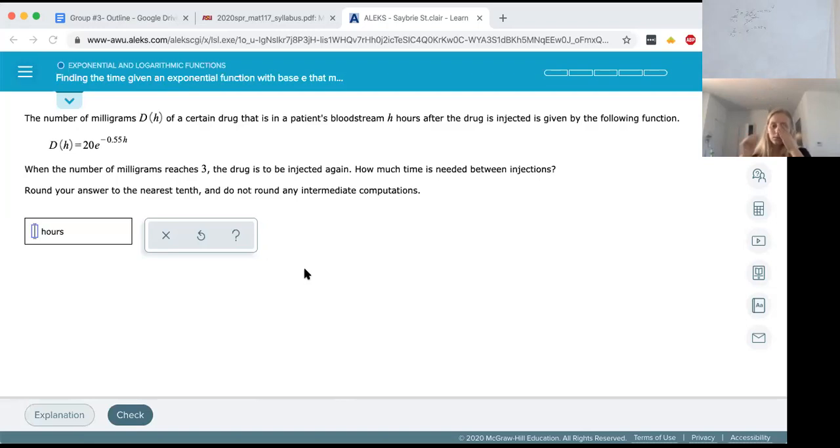And then according to that problem there, now I'm going to use the natural log button. I'm going to write this as ln 3 over 20 equals ln e to the negative 0.55 h. Do you see that? And then by definition, this is going to go away. And I'm going to write that as ln 3 over 20 equals negative 0.55 h. So now my last step is to divide both sides by 0.55.